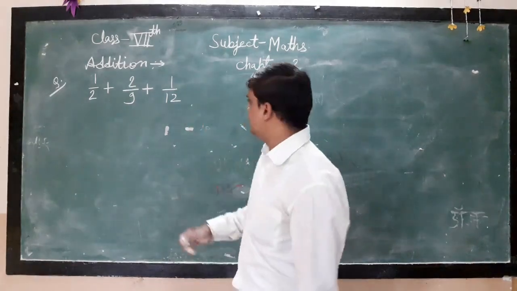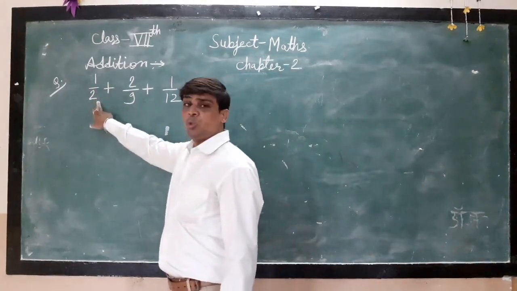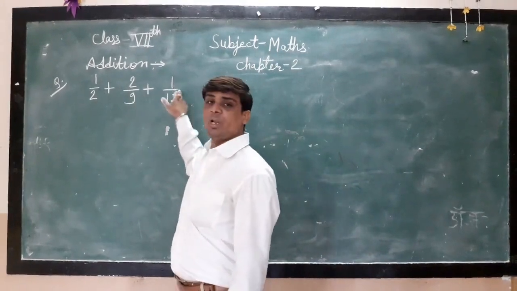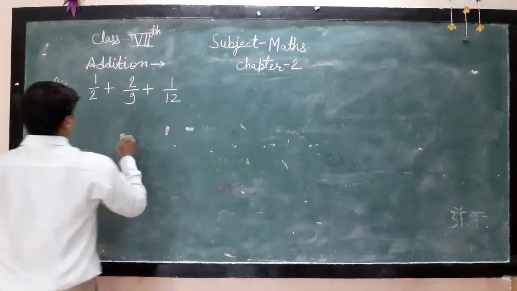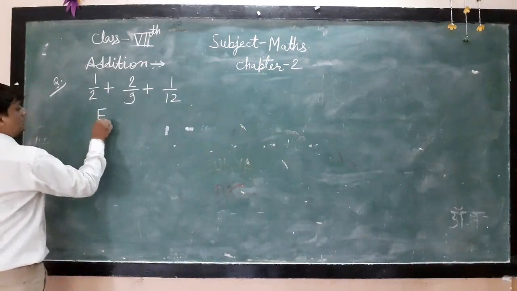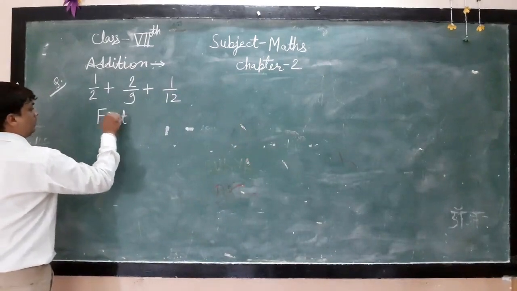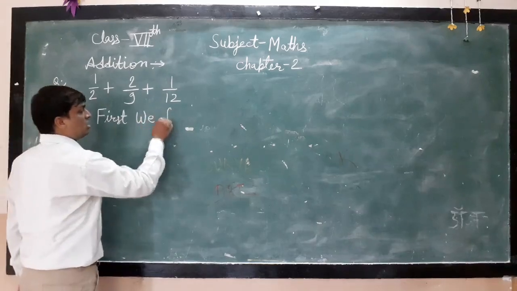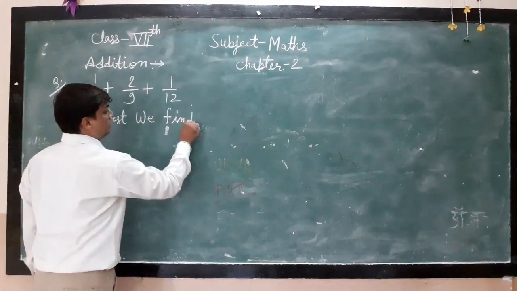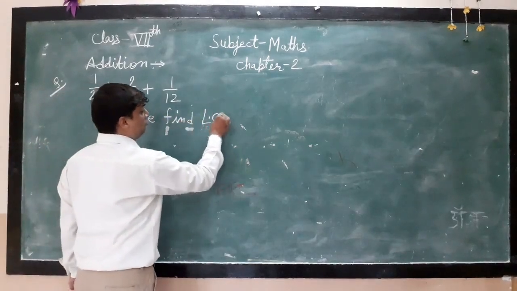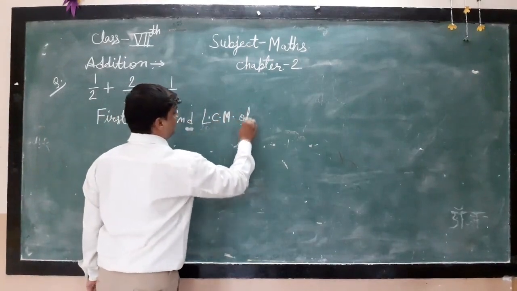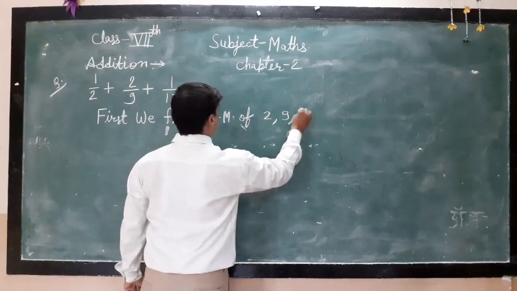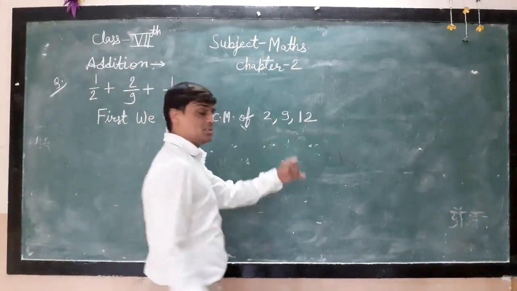Now the next question is 1 upon 2 plus 2 upon 9 plus 1 upon 12. First we find the LCM of 2, 9, 12.